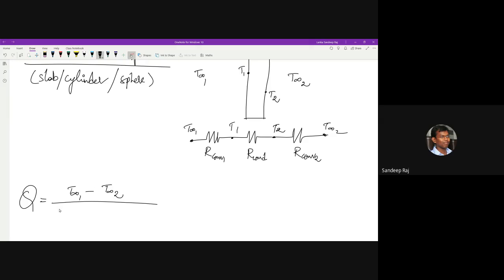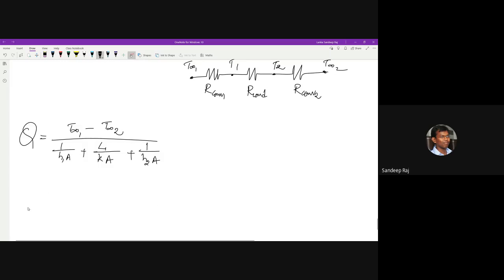The resistance is R convection 1, which I take as 1 by H1A, plus R conduction, which I take as L1 by K into A, plus R convection 2, which I have to take as 1 by H2A. So I want to transform this equation into this form, Q is equal to A into delta T. I'll get some constant or some expression here.